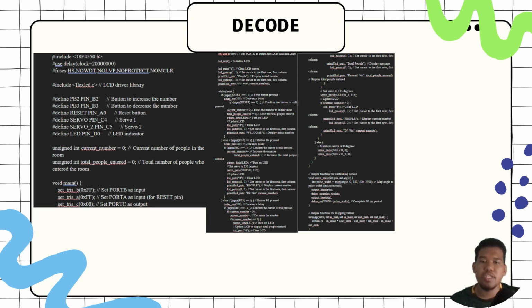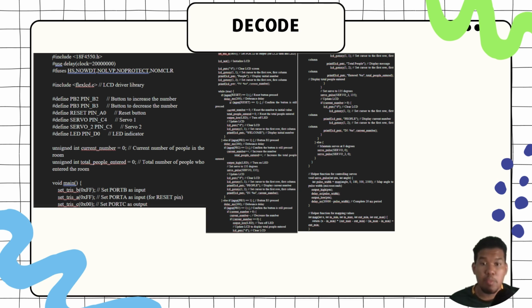The main function configures port B and port A as input for buttons, and port C and port D as output for servos, LEDs and LCDs. It initializes the LCD. For the main loop, first the reset button: it resets the count and turns off the LED if the reset button is pressed.